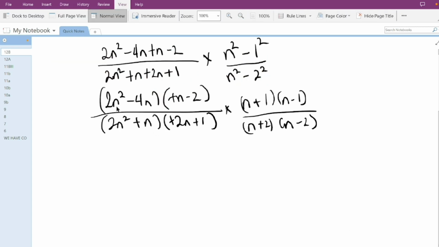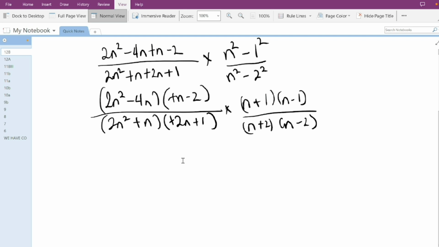Now at this point, we look for what is common in these two and what is common in these two and bring them out. Now for the numerator, same for this. We've done this, we're factorizing this one. For this one, we see that both of them have 2's and n's. This one has 2 n's, this one has 1 n. So we can bring out 2n.